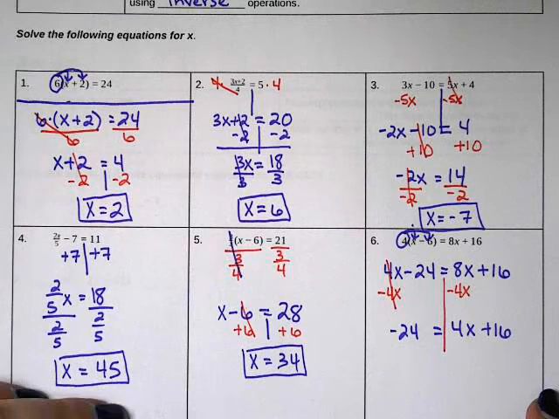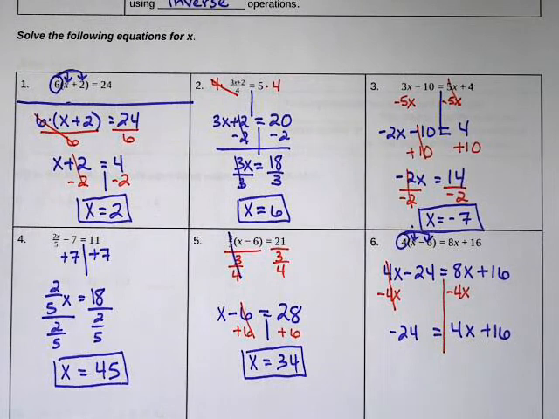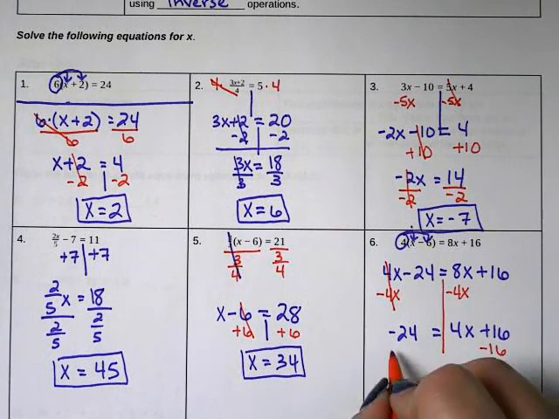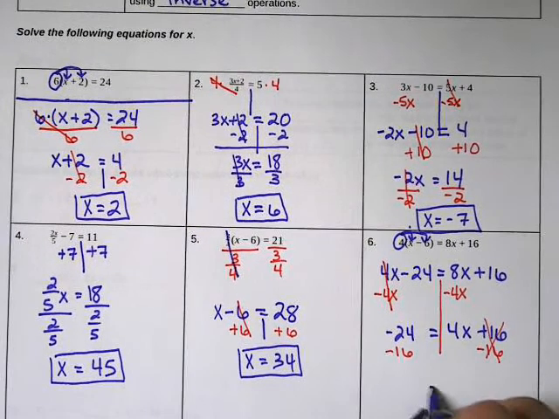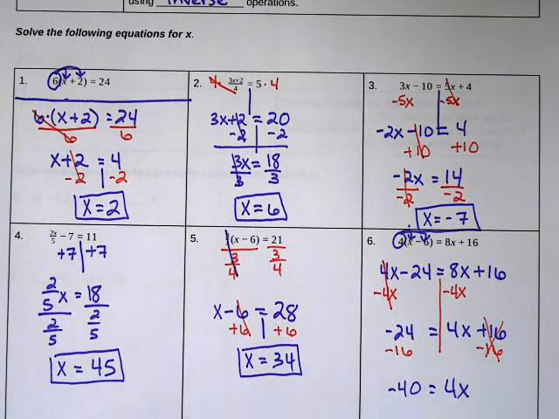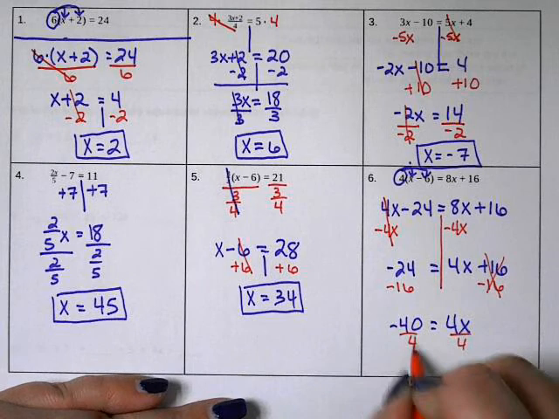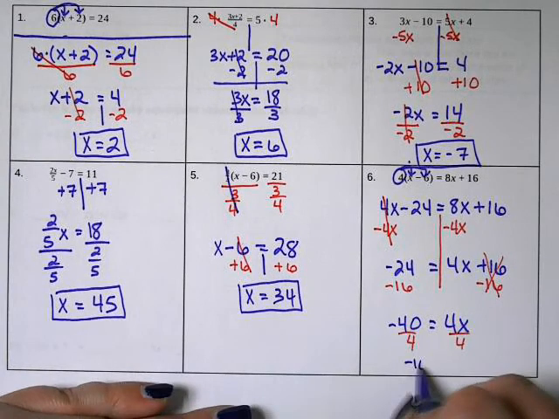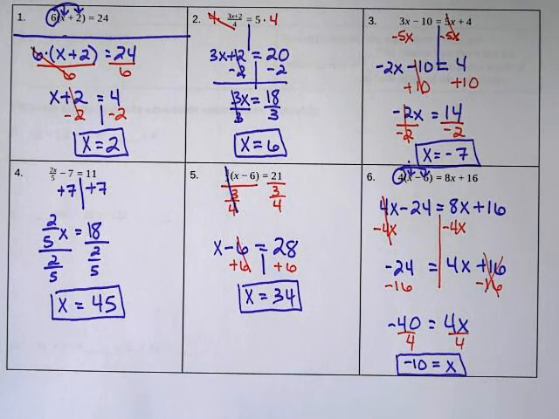And now if I look, I can just keep solving like I would any other two-step equation that we did in Module 2. So I'm going to go ahead and subtract 16 from both sides. That way these cancel out, and I get 4x on this side, and what would this be, negative 40? And then I can go ahead and divide both sides by 4. So we get negative 10 is equal to x, which is the same as x equals negative 10.